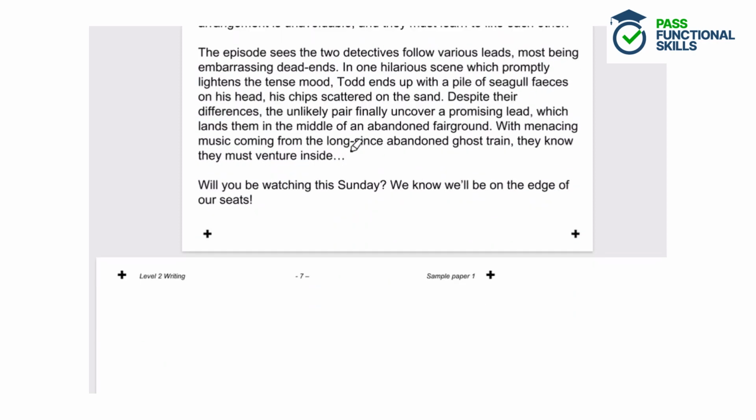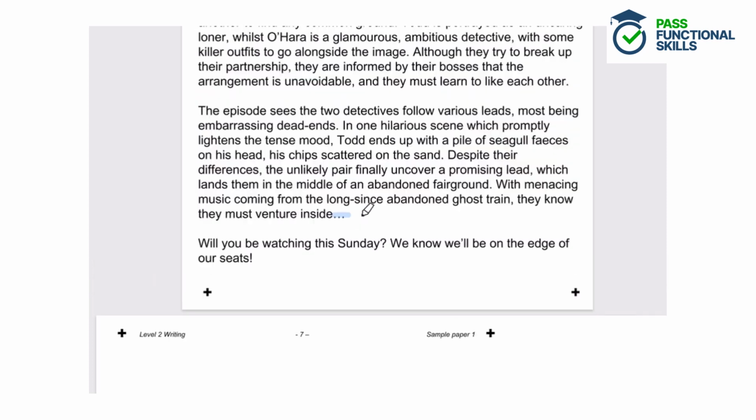Finally, in the penultimate paragraph here, we have an ellipsis at the end. Now this builds some suspense for the reader and adds to the excitement and persuades them to watch. Finally, we've got a question right at the end to draw the reader in and convince them to watch the show. Will you be watching this Sunday? So we've got correct use of a question mark there.